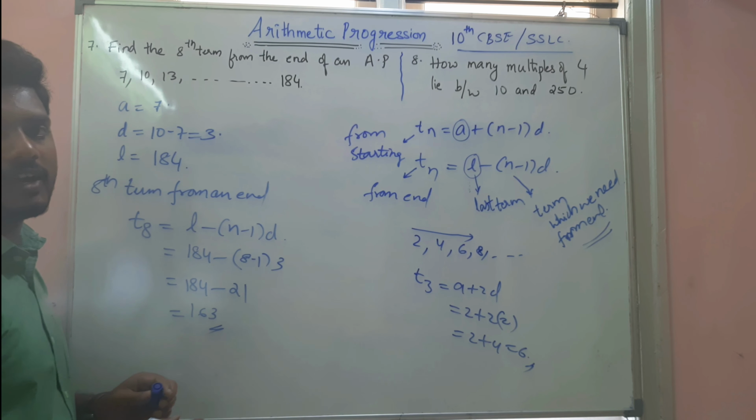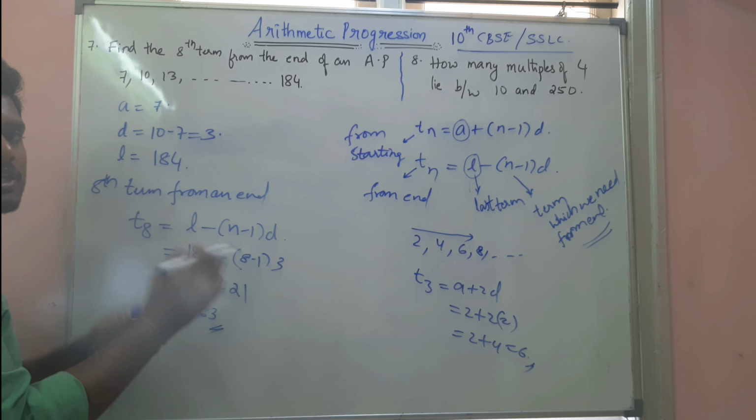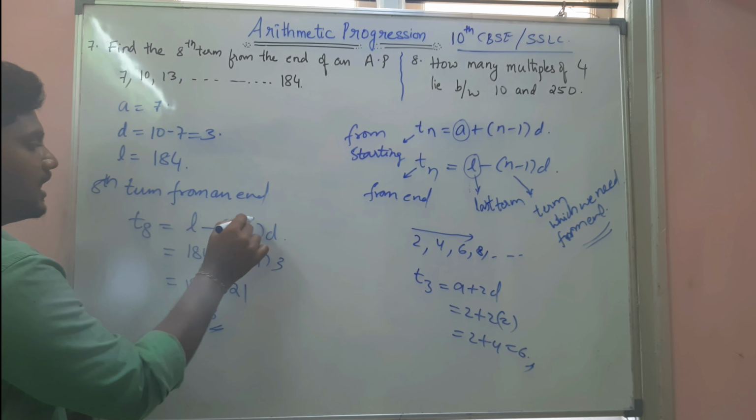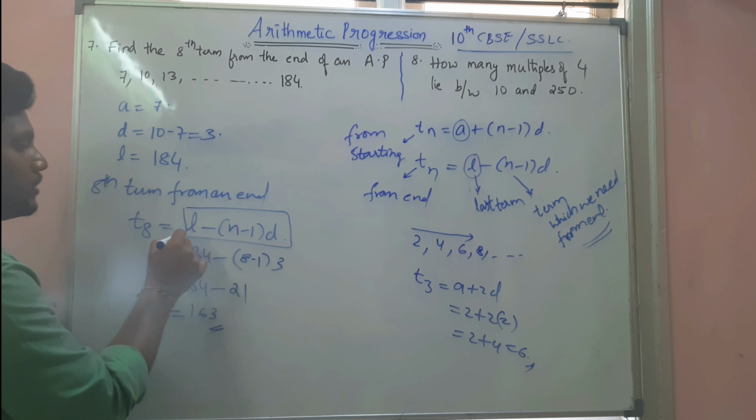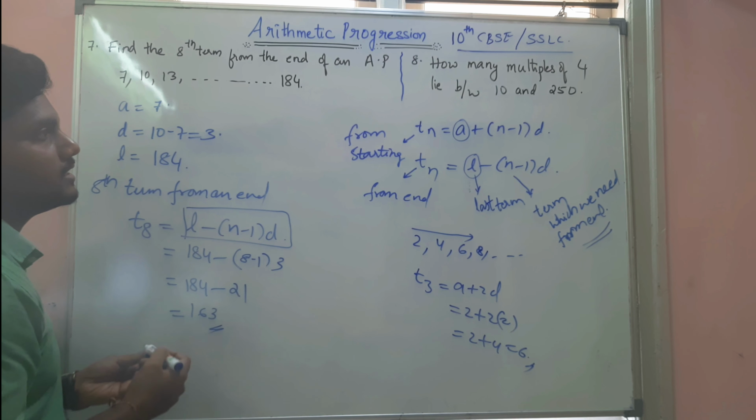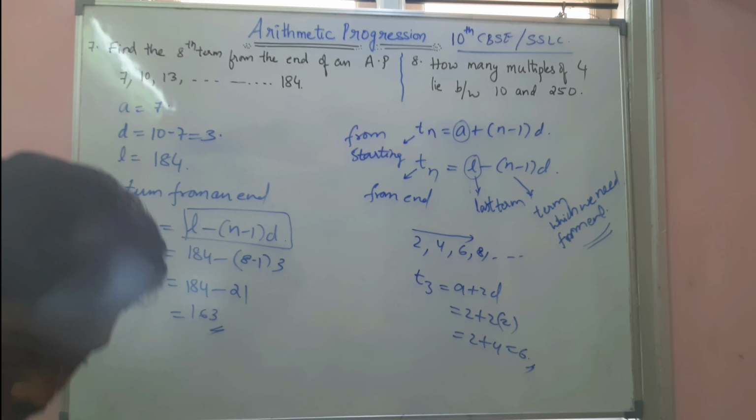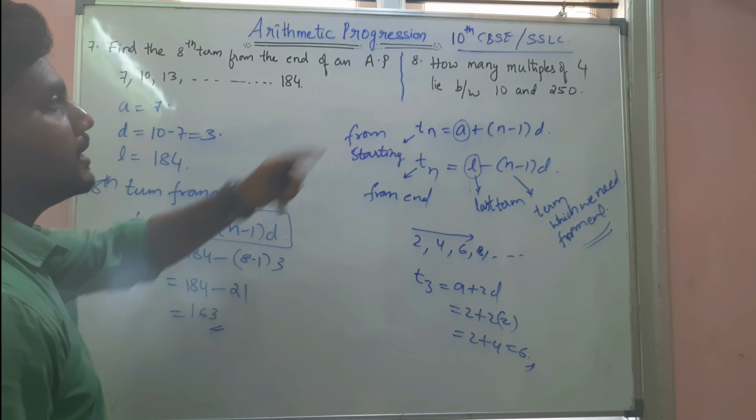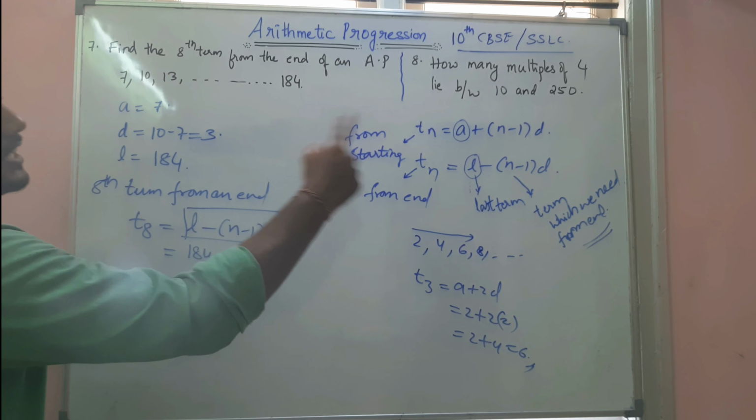So like this, we can find any term from the end. The formula is L minus (n minus 1) into d. Hope you understand, and hope you can solve any type of problem like this. Next question is, see, another question. How many multiples of 4 lie between 10 and 250?